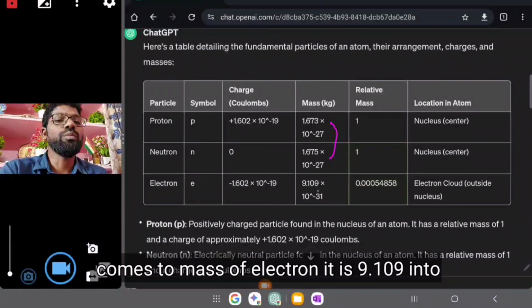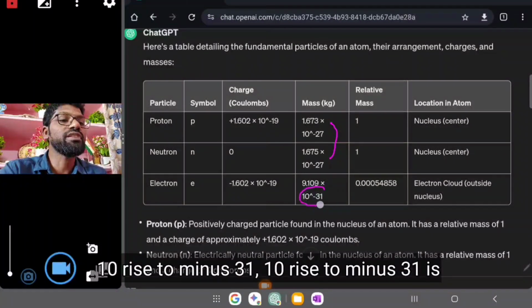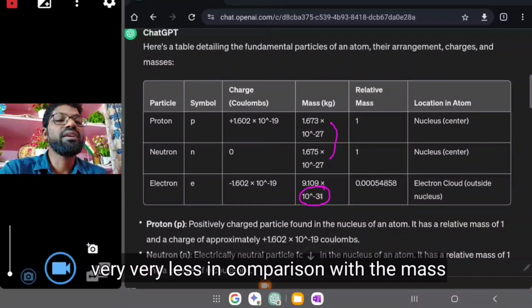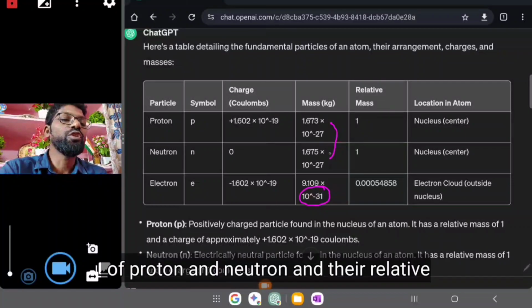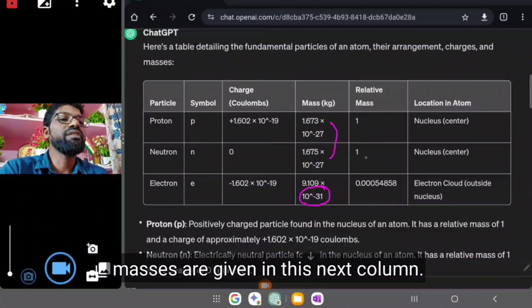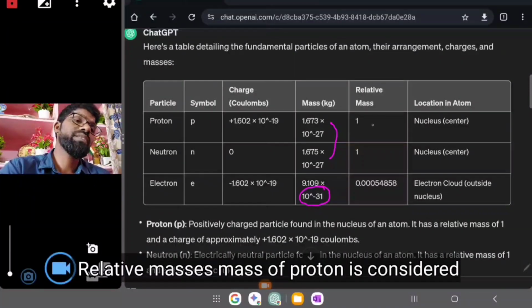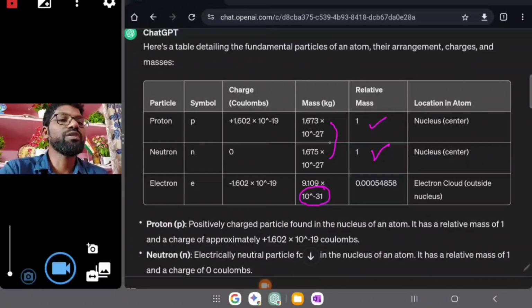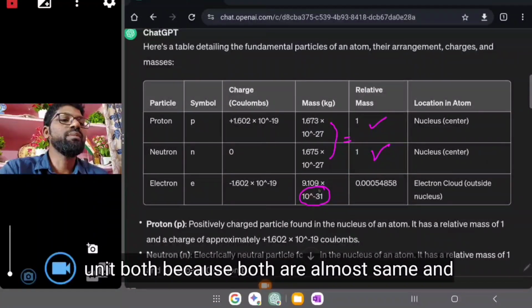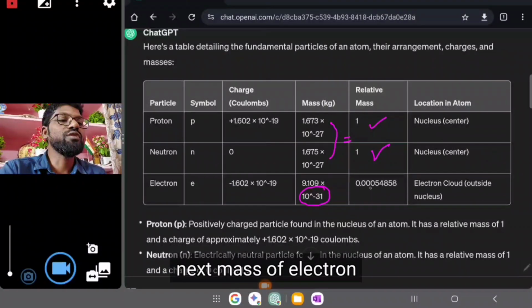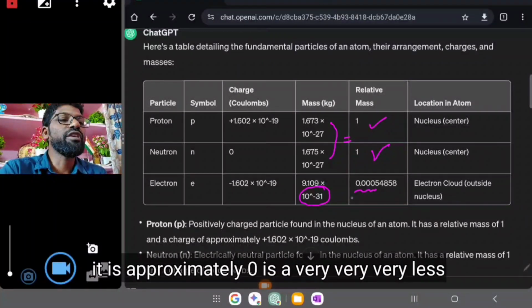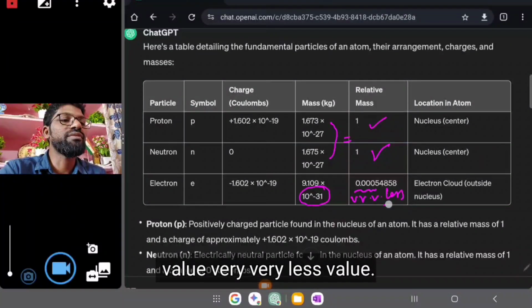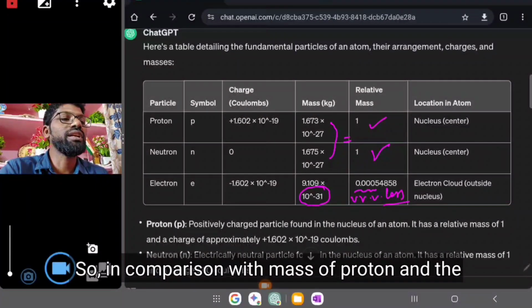Next, the mass of electron is 9.109 into 10 raised to minus 31, which is very less in comparison with the mass of proton and neutron. Their relative masses are given in the next column. The mass of proton is considered as 1 unit, and the mass of neutron is also 1 unit, because both are almost the same. The mass of electron is 0.00054858, that means it is approximately 0, a very less value in comparison with the mass of proton and neutron.